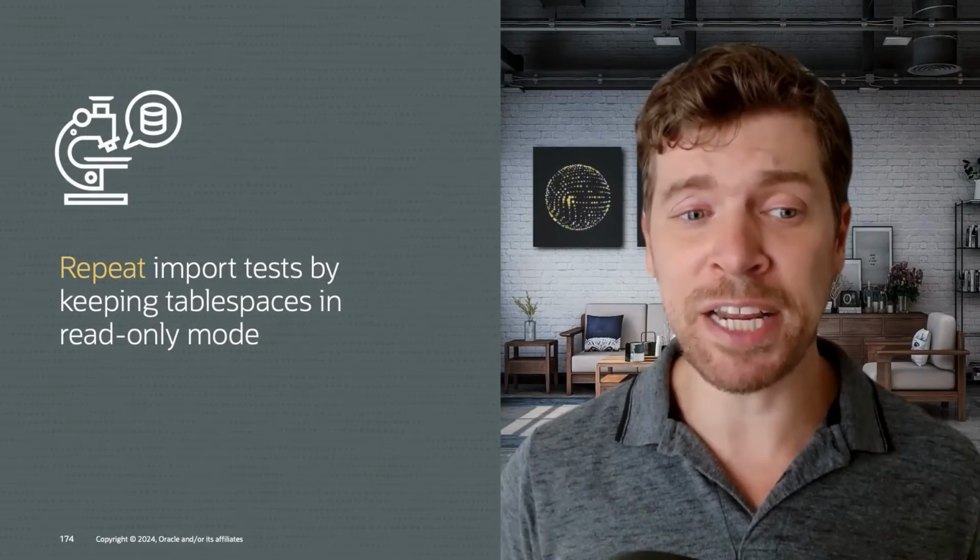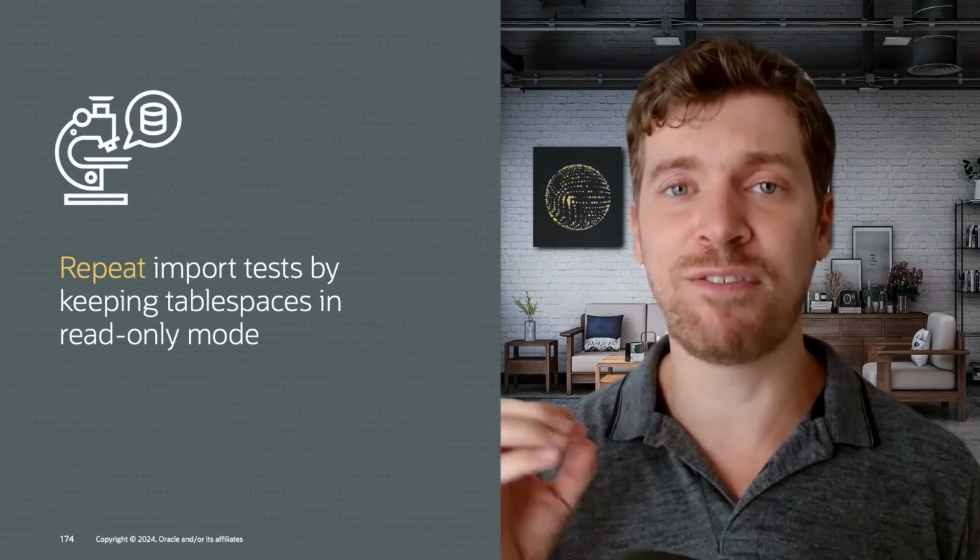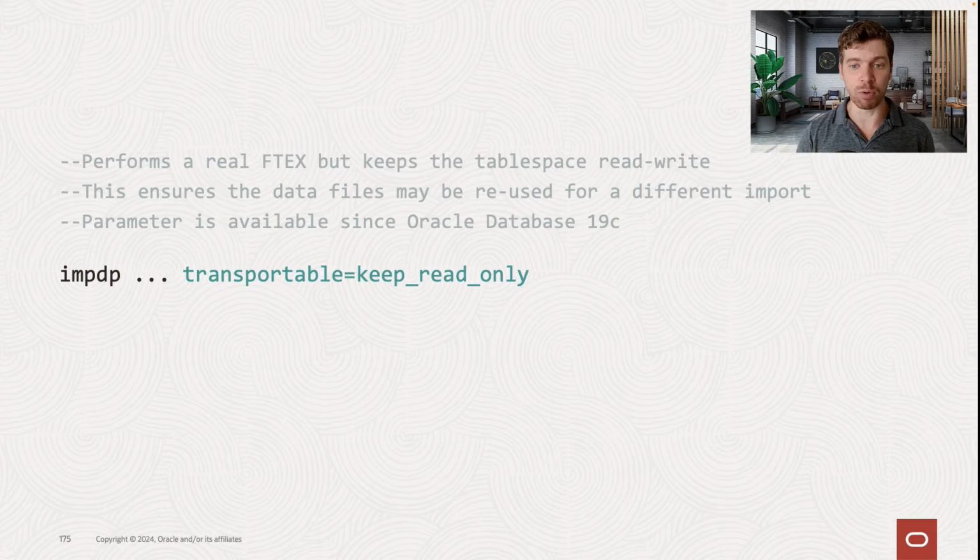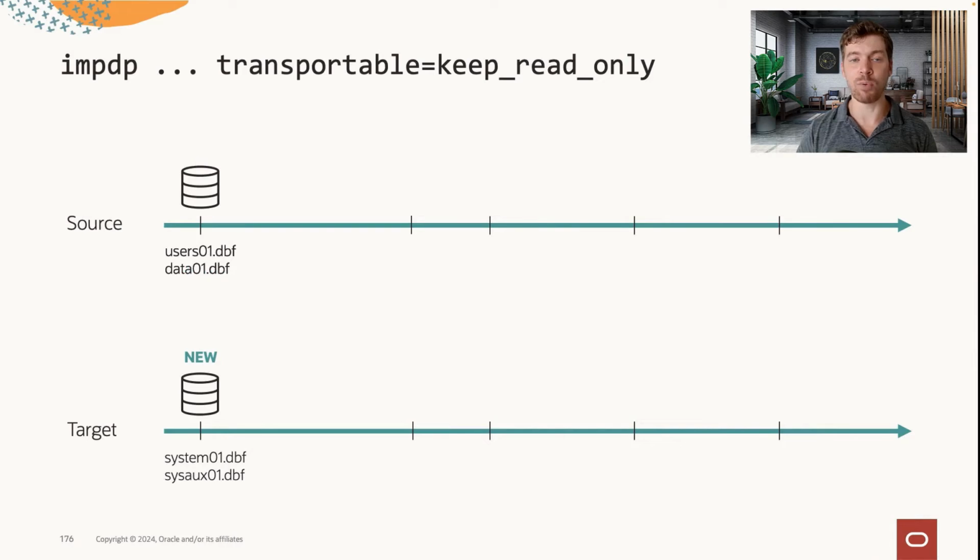And for testing the import, we can use this flag for keeping in read-only mode, the transportable equal to keep read-only. So that way we can plug in the data files that are placed on the destination server without changing them, because we are not updating their headers. They are kept in read-only. And that way we can still use those data files for the new level 1 incrementals that we are taking and applying on those data files. Let's see that on a timeline, how we could use this feature.